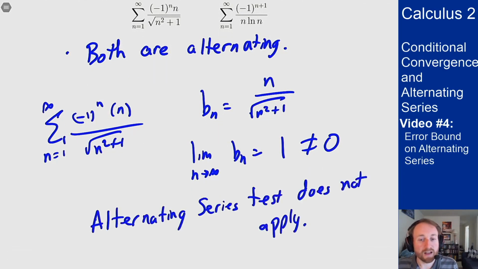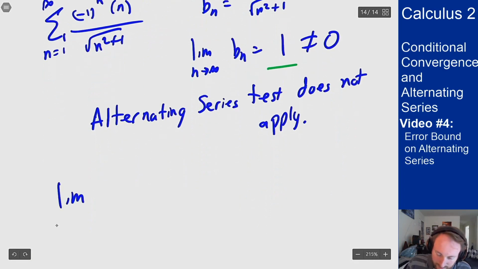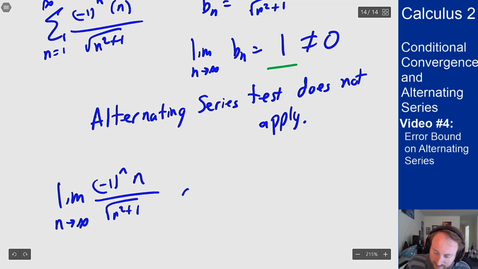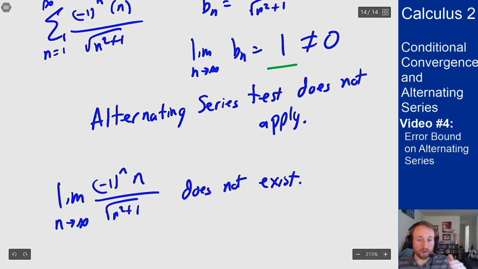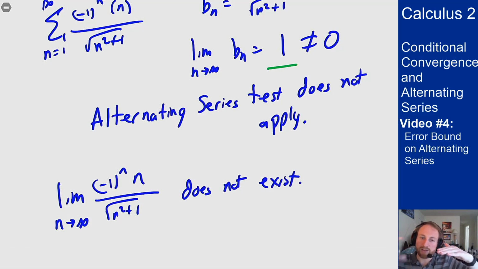So the alternating series test does not apply. However, that isn't enough to tell me if this converges or diverges. It just means I can't use the alternating series test to work it out. The issue here is the fact this limit is actually 1 implies that the limit as n goes to infinity of the actual terms of my series, negative 1 to the n times n over the square root of n squared plus 1, does not exist. Because I have things going to 1, but they're being alternated by a plus or minus sign. So they're going to both 1 and minus 1 kind of at the same time. So this limit does not exist, which means this limit does not equal 0. And so this series diverges by the nth term divergence test.